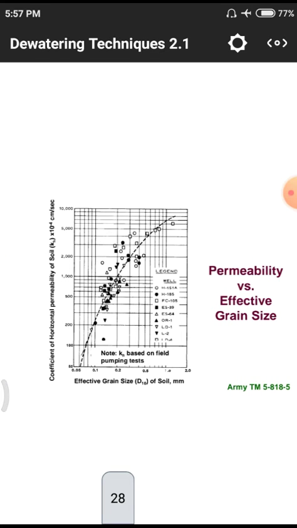This is the graph between the particle size and permeability. That means grain size and permeability. If the grain size is huge, automatically permeability is also huge. If the grain size is very low, permeability is also very low.